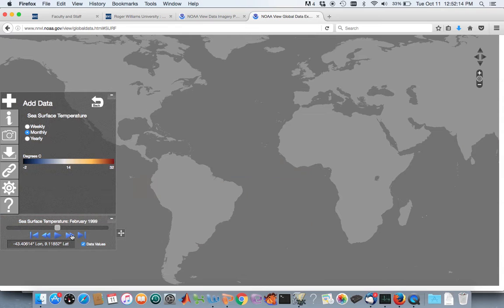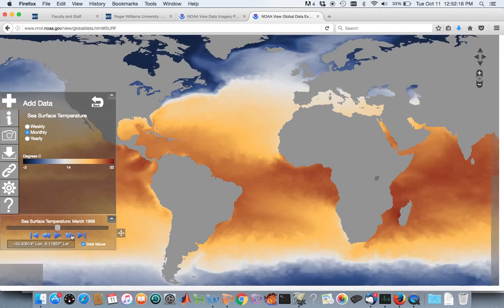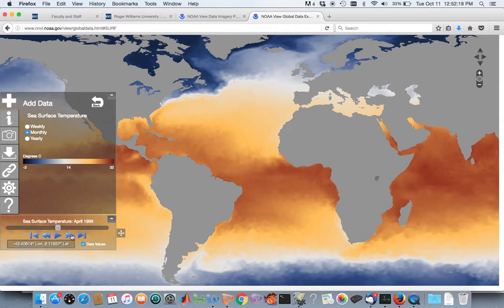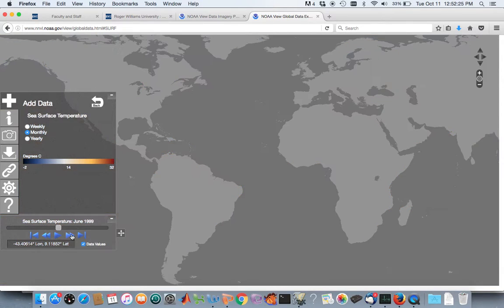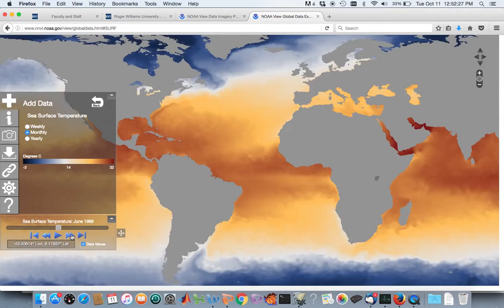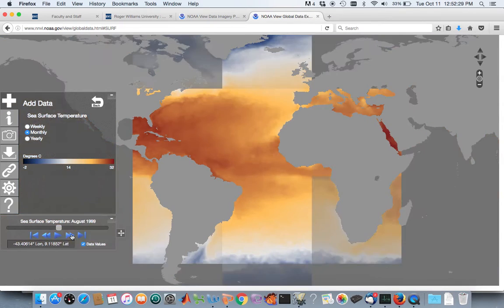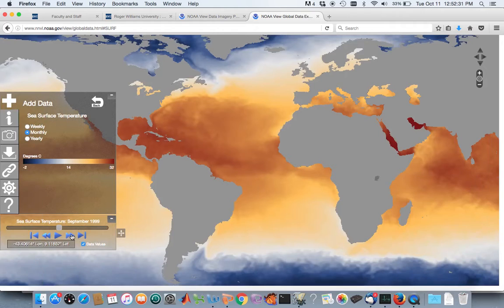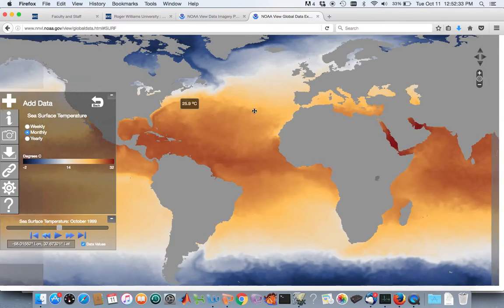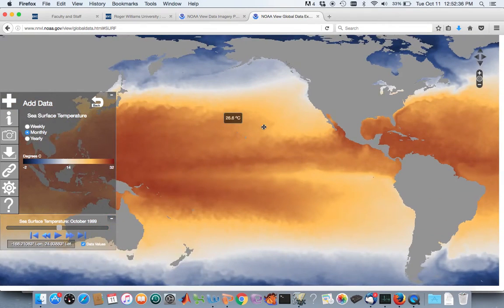This is January, February, March. We're back to those warm southern hemisphere sea surface temperatures. April, May, and the pattern reverses as we go back into the northern hemisphere's summer. So we can observe this in the Pacific Ocean as well.